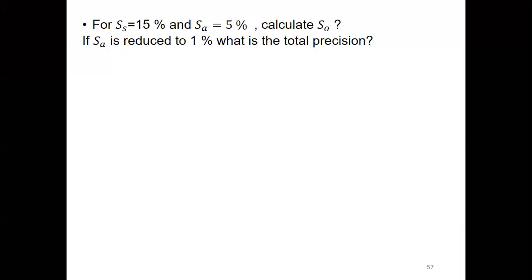I will give a 2-minute break, because then we can go to the next section. So you do the calculation for this question. And also, if you have any question, please ask now.